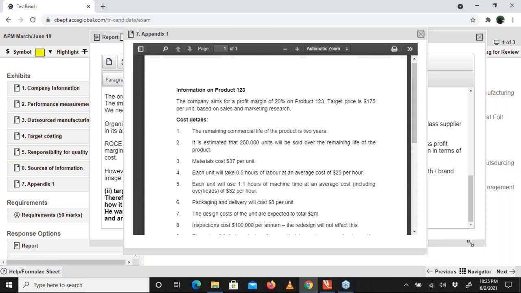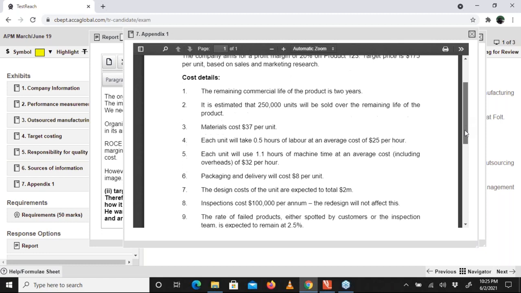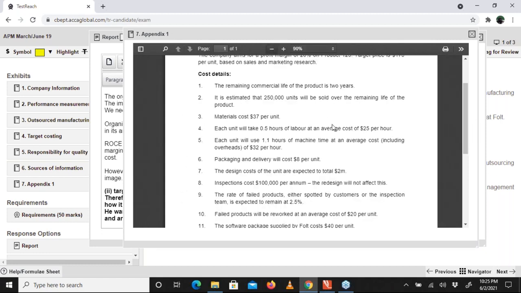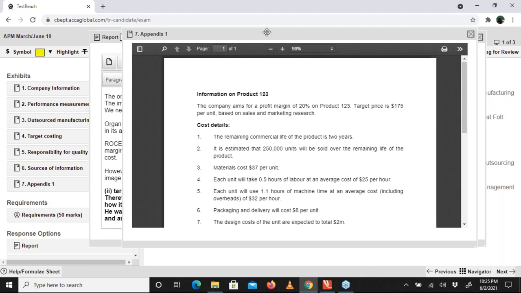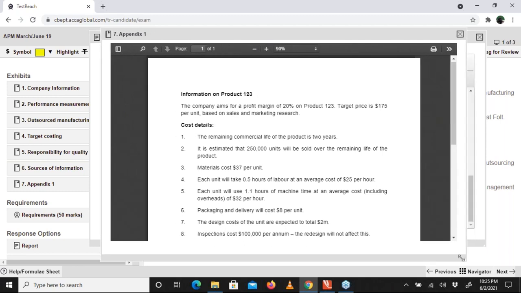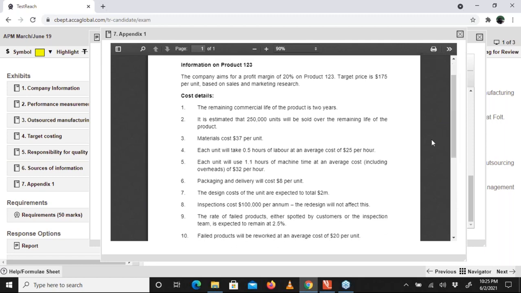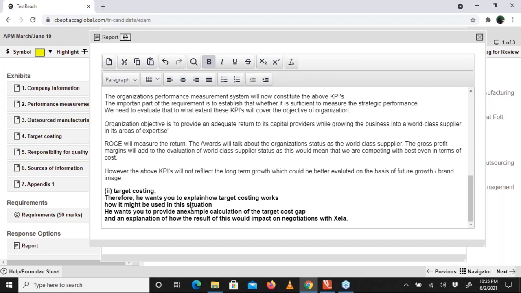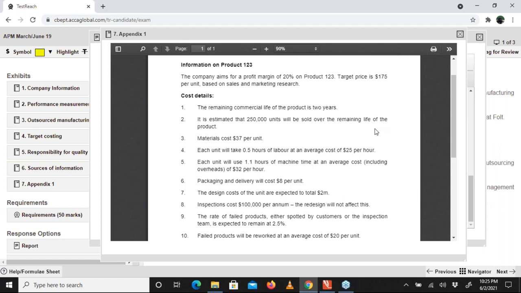So what I want you to do is take 4 or 5 minutes, read through this Appendix 1 and try to solve the examiner's requirement. Try to do the sample calculation of the target cost. What is he asking us to do? He wants you to provide an example calculation of the target cost gap using the data in products 1, 2, 3. So use this information and calculate the example target cost gap. I'm giving you 2-3 minutes. Kindly do it.